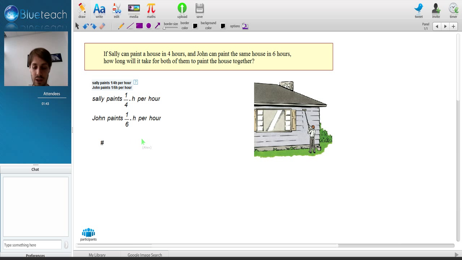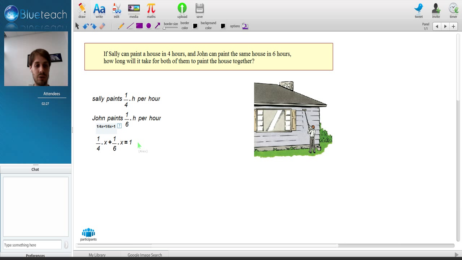Well, what we can say is that Sally will be painting at 1/4 of a house per hour, sorry, times X being the time they'll be spending painting, and John will be painting at the rate of 1/6 of a house per hour. Together, that's how many houses they will be painting in X time span. And that will be equal, of course, to one, because we're trying to see how much time they would spend painting one house, right? Okay, so well, we're almost there.